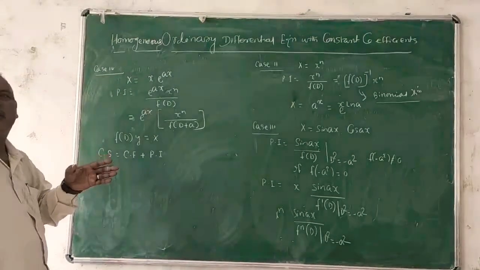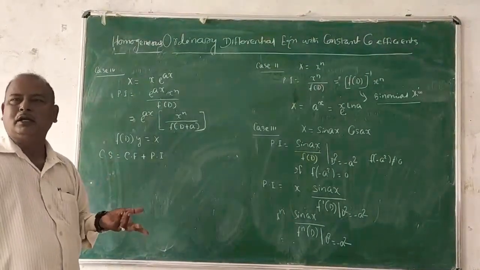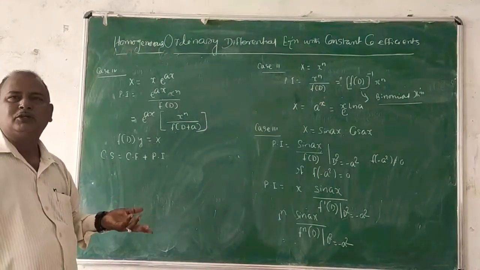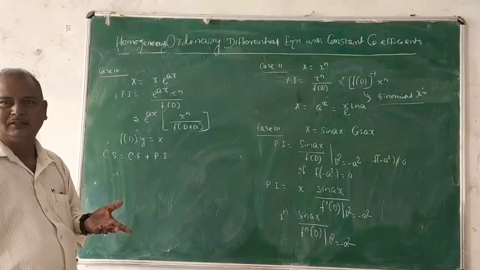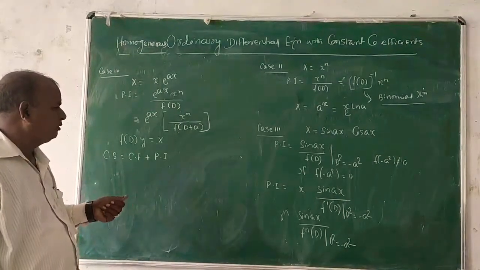Now if the right hand side is 0, then you will get the particular integral as 0. Only the complementary function is the complete solution. Okay? So this is okay.